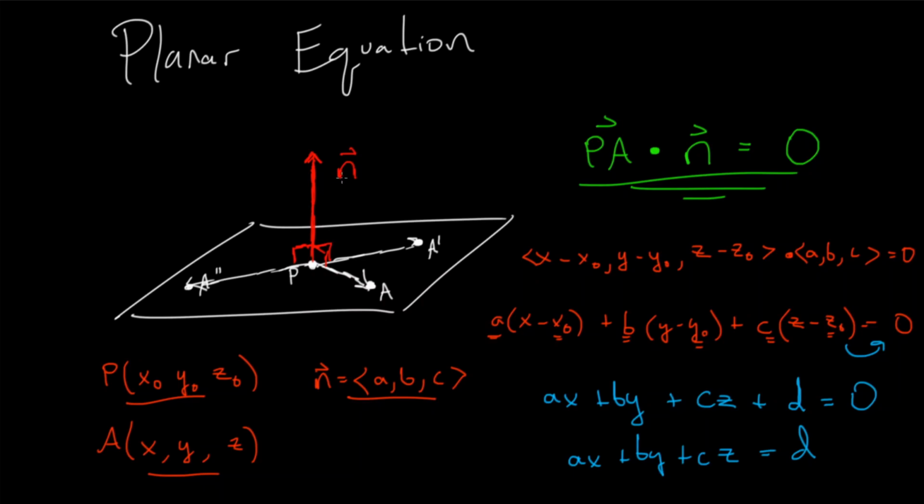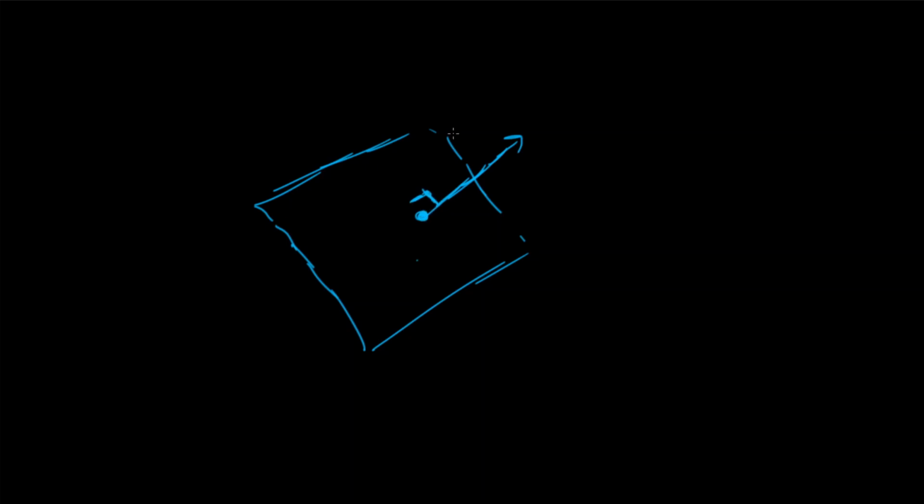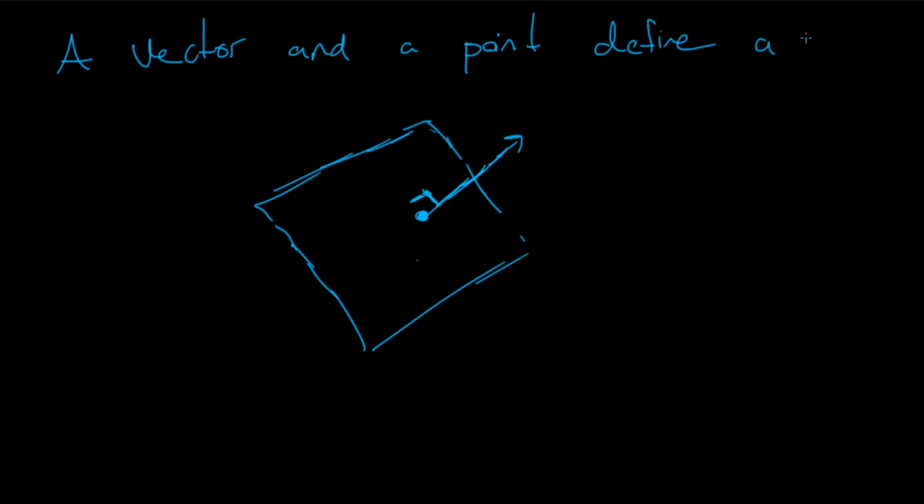The big idea here is that you know that a perpendicular vector defines a plane. Right? If you have a point and a vector, you can define a plane. For example, if I give you this point and I give you this vector, that is going to be perpendicular to a unique plane. Right? So a vector and a point define a plane. I'm going to write that down in big letters. A vector and a point define a plane. All right?